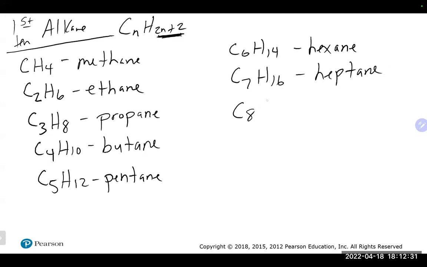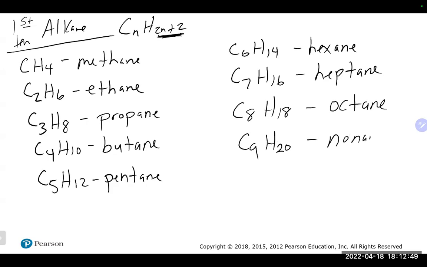8 carbons, 8 times 2 is 16 plus 2 is 18, would be octane. 9 carbons, 9 times 2 is 18 plus 2 is 20, would be nonane. And lastly, C10, and that is 10 times 2 is 20 plus 2 is 22. That is decane.